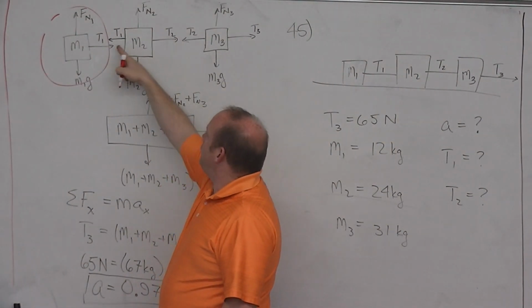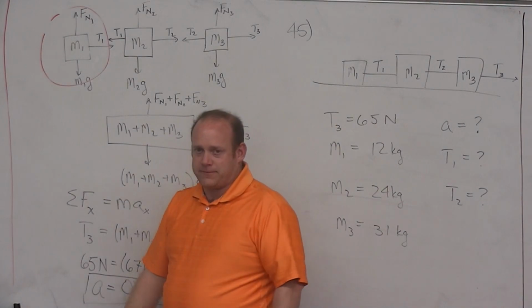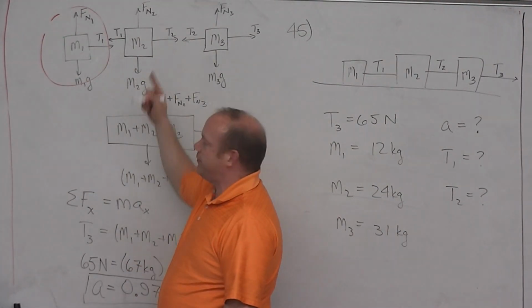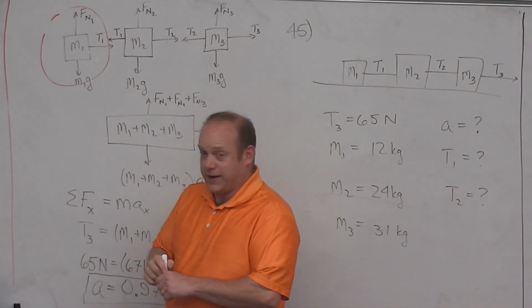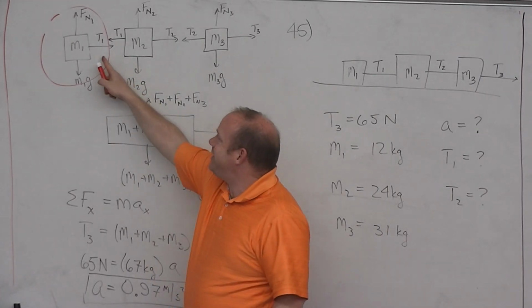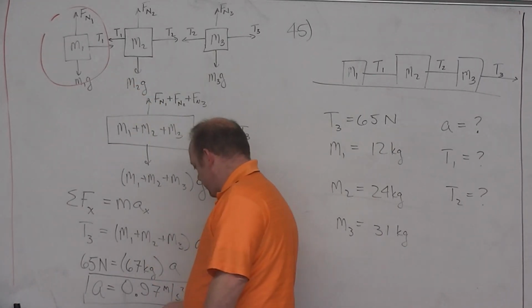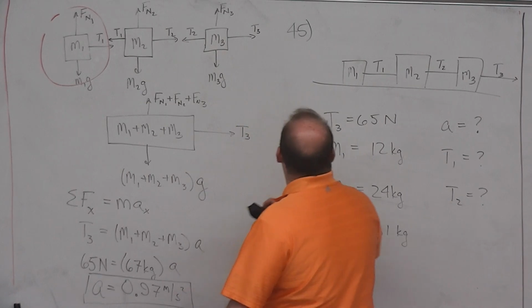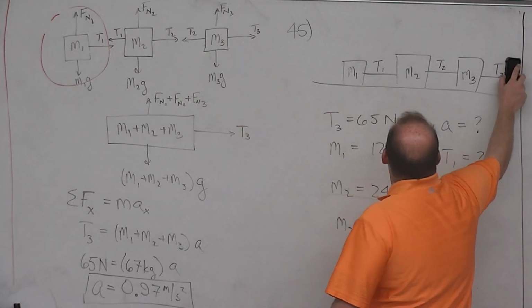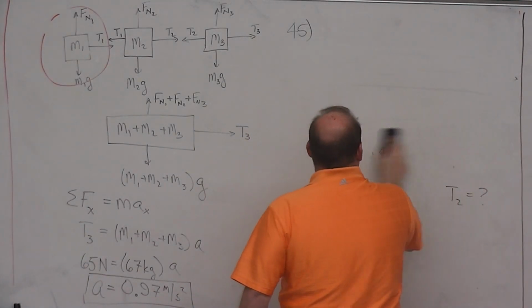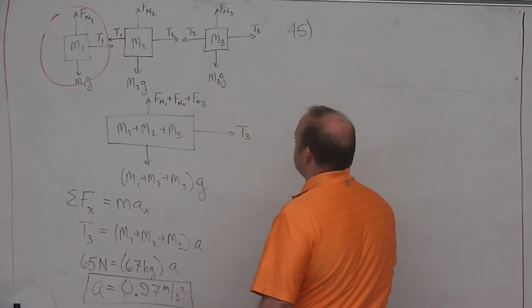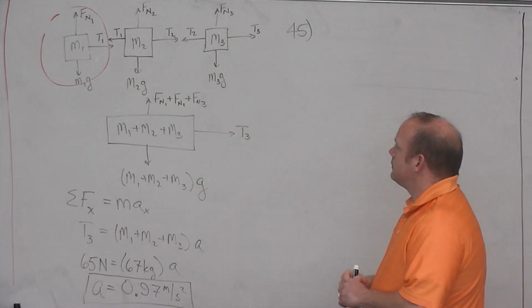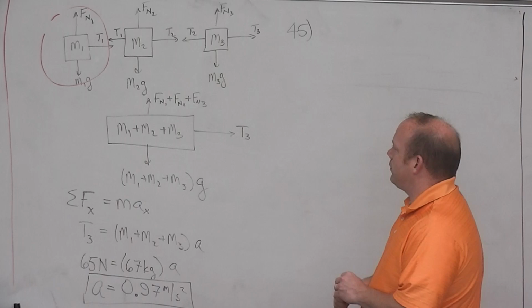Okay? M2's got these two, so if I don't have to, I'm going to try not to do this. I'm going to have to, but eventually. But I can get T1 by itself. There will only be one unknown. So now, I don't need the original picture anymore, because the free body diagram is more descriptive.